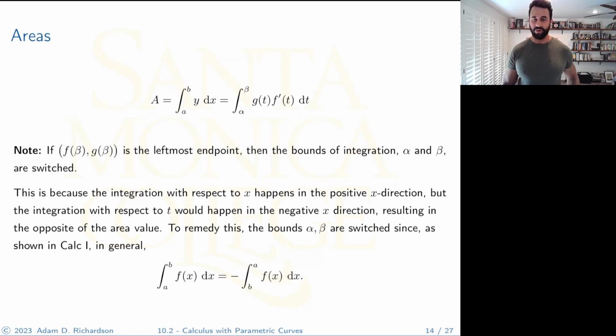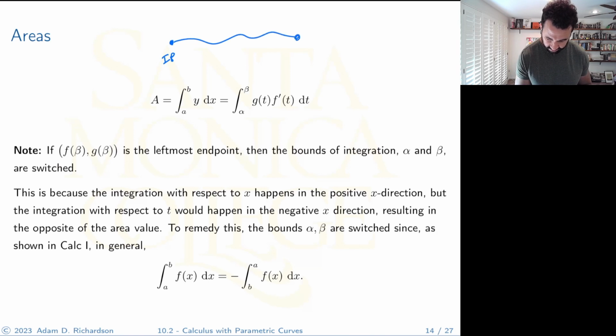So one little note, because this is something that a student asked me about a couple years ago. It turns out that if your terminal point is actually the leftmost endpoint, then the bounds of integration alpha and beta are switched. Right now we're assuming that our initial point is over here and that our terminal point is over here, and the curve is traversed this way.